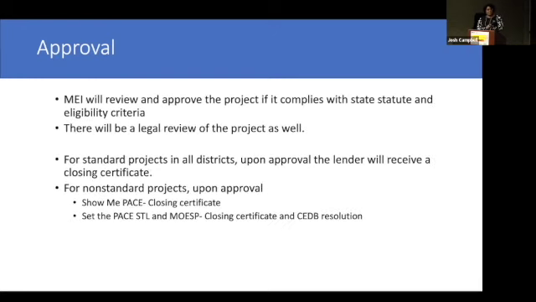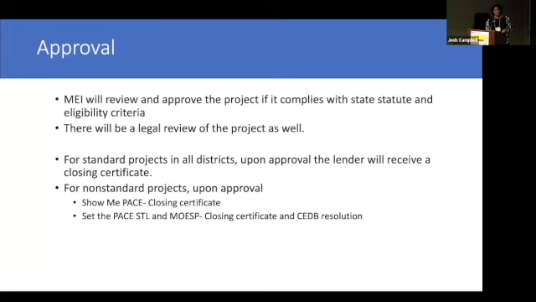So MEI will approve the project if it complies with state statute and eligibility criteria. We also will have a legal review being done at the same time. So making sure that you have those documents in helps us ensure. I do not provide it to our council until I get a complete packet, because then I can look through and make sure there's nothing missing. Then I will give it to our legal, and they will provide a review of the process as well.